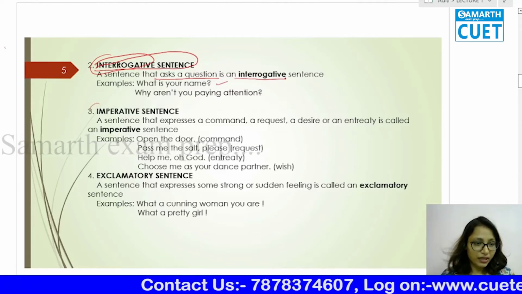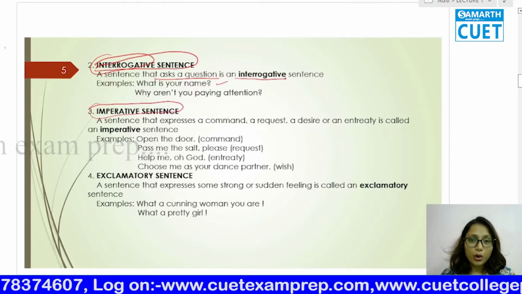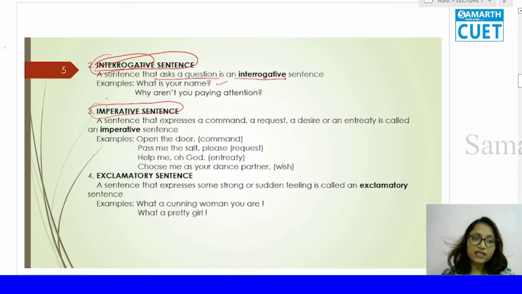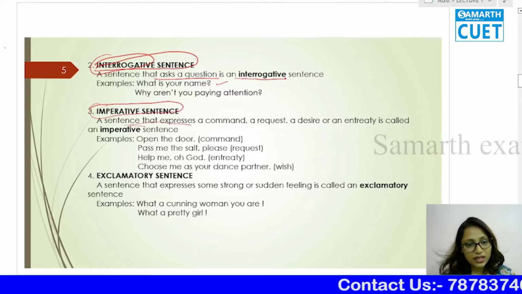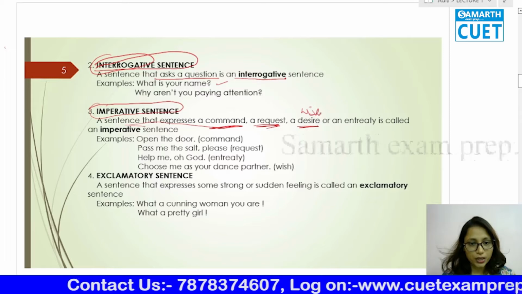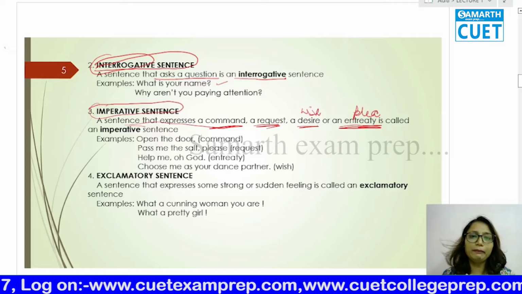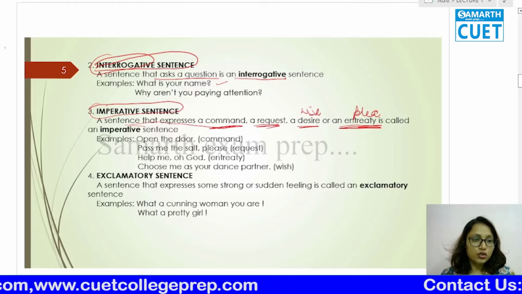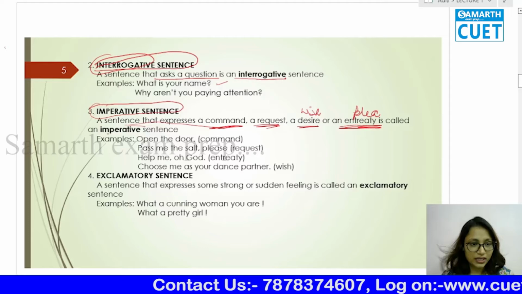The third one is an imperative sentence. So imperative sentence, just remember, first was assertive or declarative, second is interrogative, now third is imperative. Interrogative and imperative are two different types of sentences. So imperative means a sentence that expresses a command, a request, a desire, or I can say a wish, and an entreaty. What is entreaty? Entreaty is basically a plea. When you say please to somebody, like that plea. So I have taken the examples from all of them. A sentence that expresses a command, a request, a desire, an entreaty are imperative sentences.